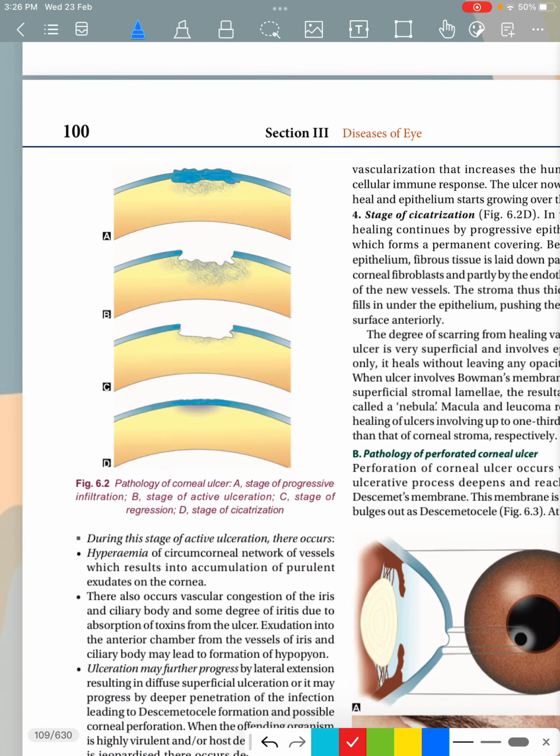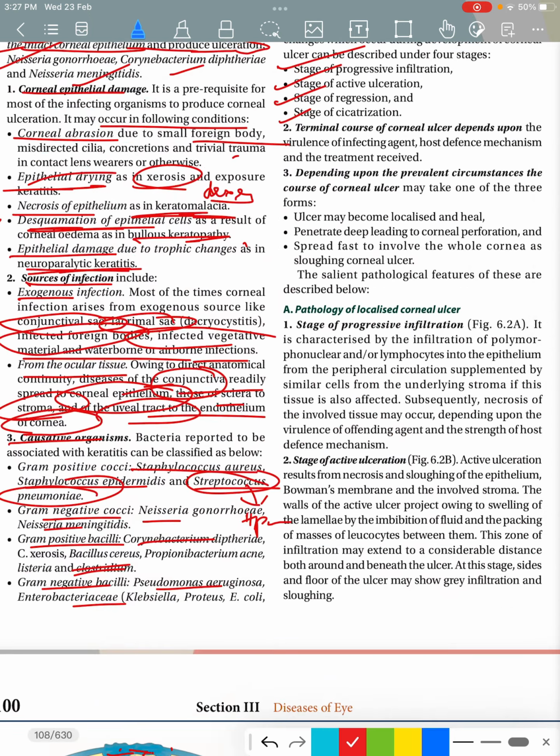You can see the stage of progressive infiltration. It's infiltrating progressively in the cornea. Then the stage of active ulceration. Then the stage of regression, it starts to regress. Then the stage of cicatrization, completely resolved. Okay, these are the 4 stages. Explanation of progressive infiltration and stage of active ulceration: there may be necrosis in the spot, sloughing of the epithelium in the spot.